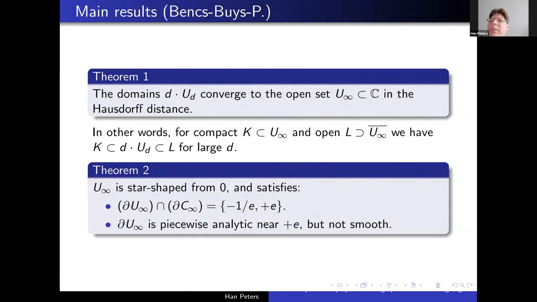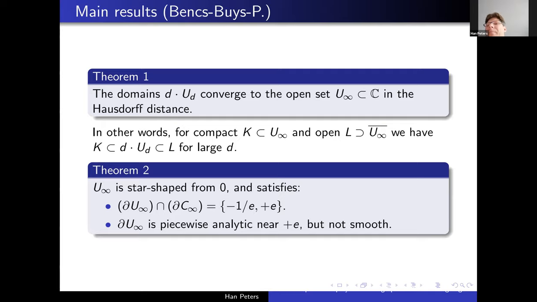And the second theorem is this. This set U infinity, it's a nice set. It's star shaped from zero. And the intersection of its boundary with the boundary of C infinity is exactly the two real points, minus 1 over e and plus e, the two real boundary points of the cardioid. So you avoid the rest of the complex boundary. So U infinity is really strictly smaller than C infinity.